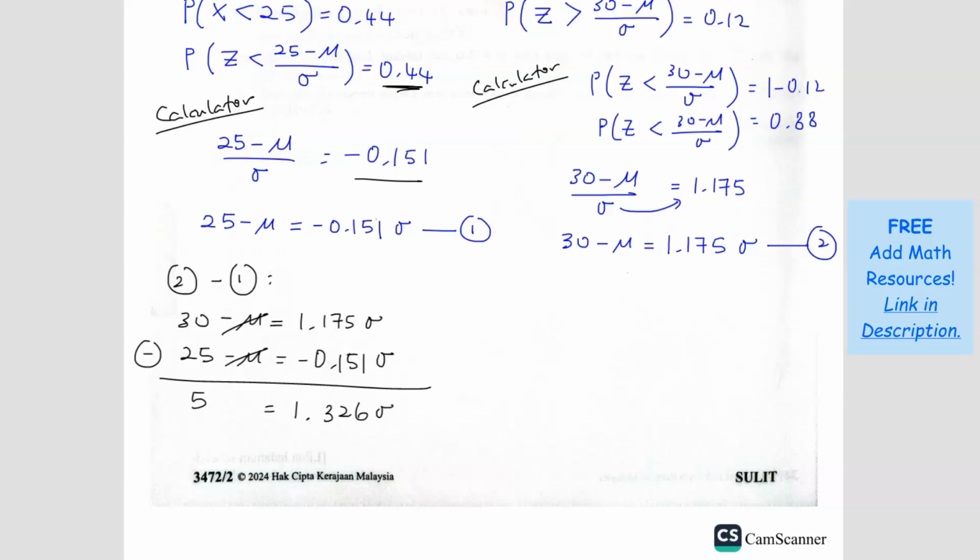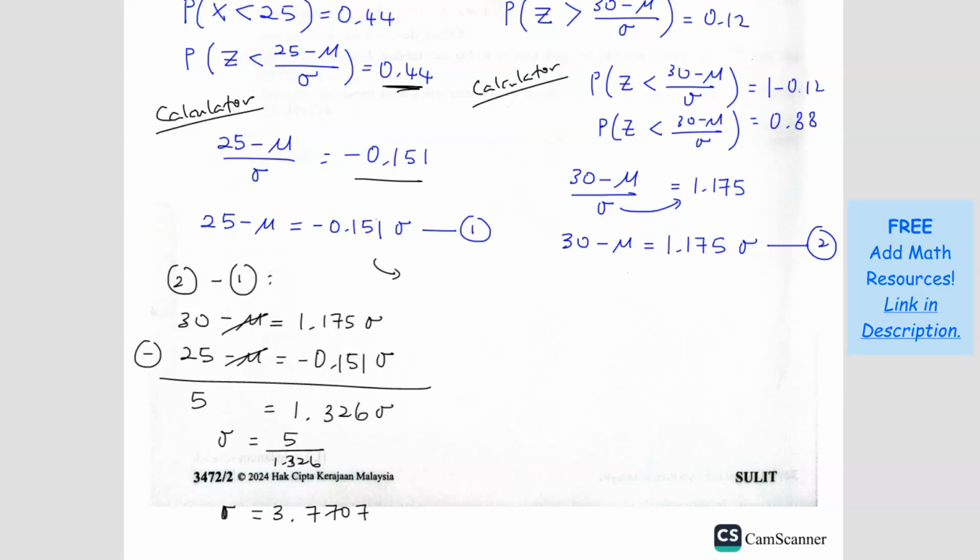Okay, so in other words, you are just adding. Let me check, am I counting it correctly or not? Yeah, correct. So standard deviation will be 5 divided by 1.326. So the standard deviation should be 3.7707. Okay, this is the standard deviation. Then we just substitute back into either one of these equations, either first or second, to get the mean.